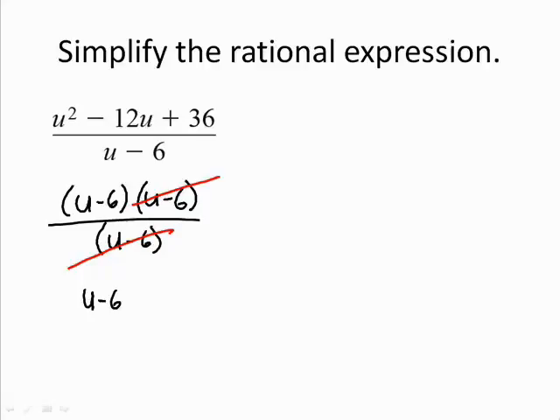This expression has to have the same domain as the original expression, so find the domain of the original expression. In the original expression, the denominator is u minus 6. The denominator cannot be equal to 0, so set u minus 6 equal to 0 and solve for u. u minus 6 equals 0. Add 6 to each side. u equals 6. So the domain of this function is all values where u is not equal to 6. So the expression is u minus 6 where u is not equal to 6.